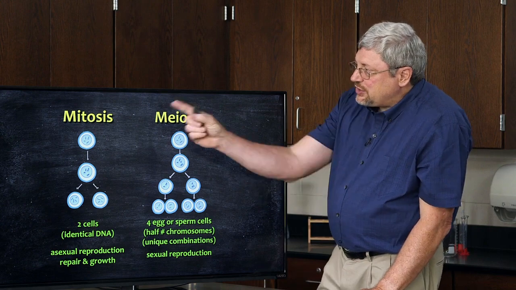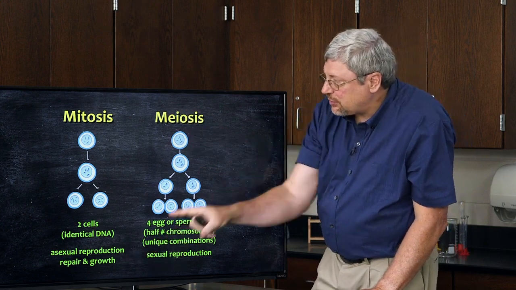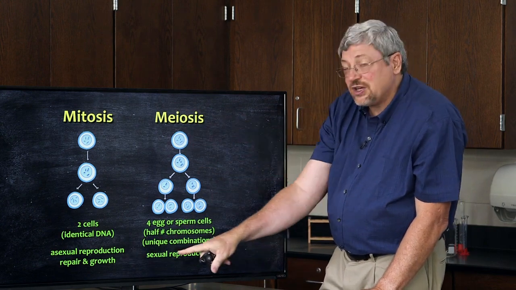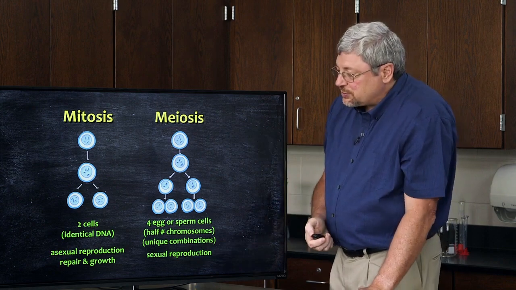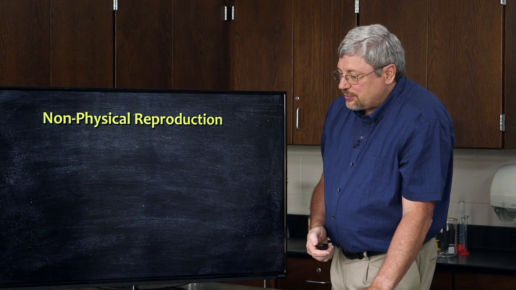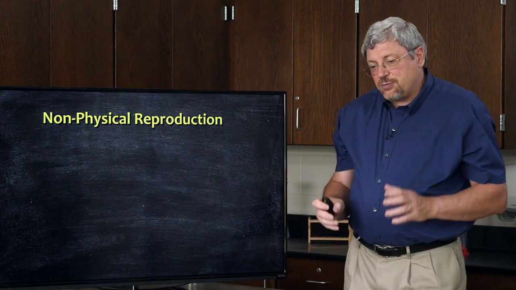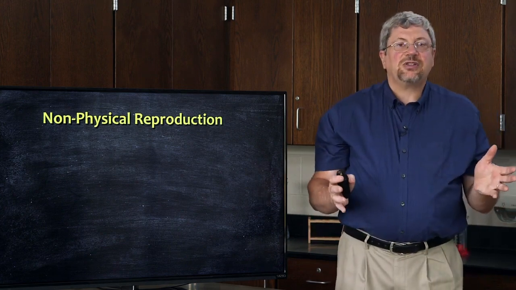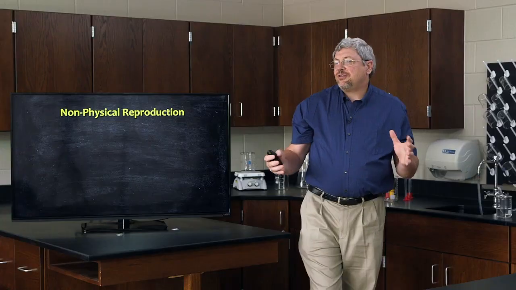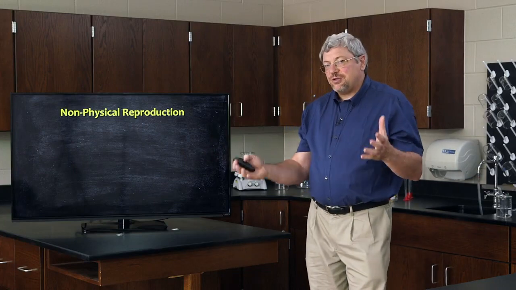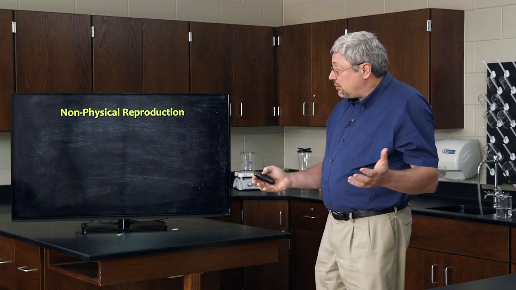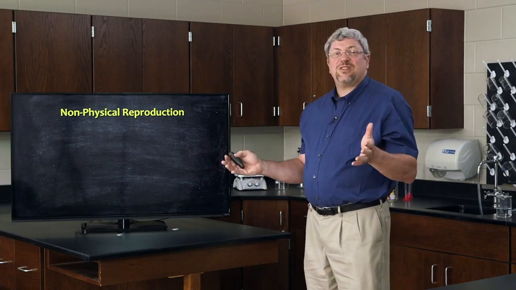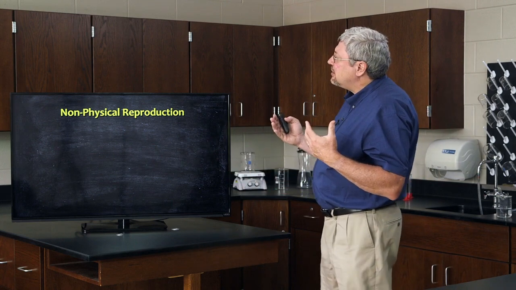So again, mitosis is used for repair and growth. Meiosis is for sexual reproduction, to produce sperm and eggs for that purpose. In the process of studying mitosis and meiosis, we have learned how cells can reproduce and ultimately how organisms can reproduce their physical bodies. But what about non-physical reproduction?